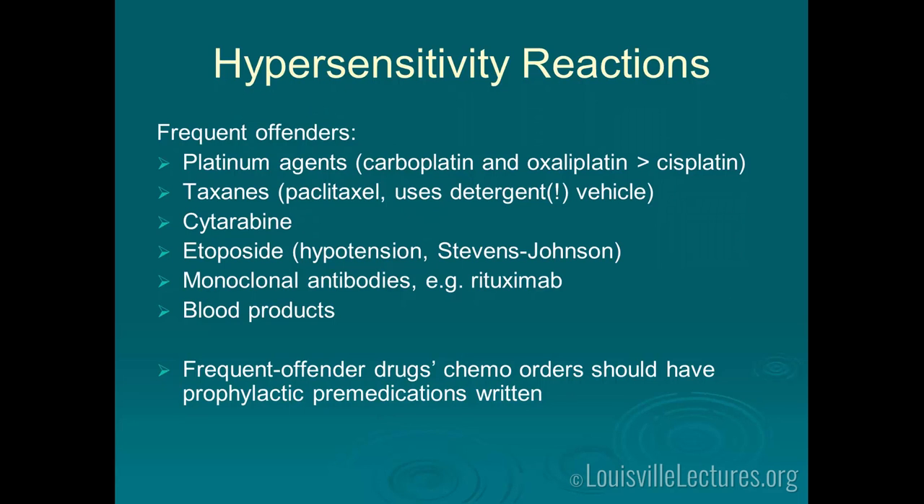Other frequent offenders include monoclonal antibodies, such as rituximab. Some of these antibodies are humanized, some of them are chimeric. I don't think you can look at the name of the antibody, for example, and say, oh, rituximab is chimeric. Therefore, you're going to have a higher rate of infusion reaction. It turns out that there are humanized antibodies in the same class of rituximab which have higher infusion reaction rates. I can't tell you why, but they do.